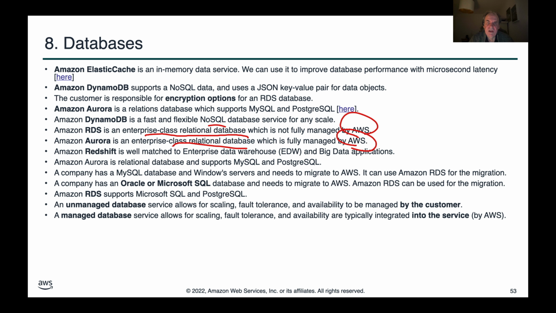MySQL and Windows servers are useful for that, but it's possible to, and we would use RDS when we're migrating from MySQL and Windows servers. Again, Oracle and MySQL, we can use our Amazon RDS for that migration. An unmanaged database is something like our RDS, and it allows the customer to manage the database, whereas a managed service allows it to be managed by AWS.